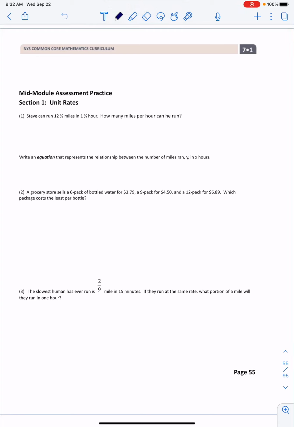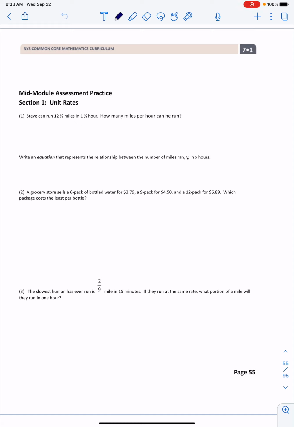This is our mid-module assessment practice, section 1, unit rates. Steve can run 12.5 miles in 1.25 hours. How many miles per hour can he run? Well, this is a division problem.